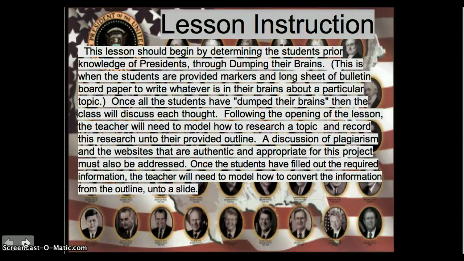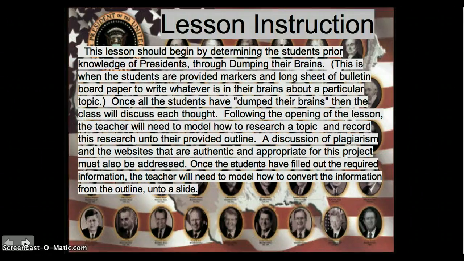This way you see what you may further need to incorporate into the rubric to ensure that all of the points are assessed for your standards. Alright, once all the students have dumped their brain, then the class will discuss each thought. Following the opening of the lesson, the teacher will need to model how to research the topic and record this research onto their provided outline.